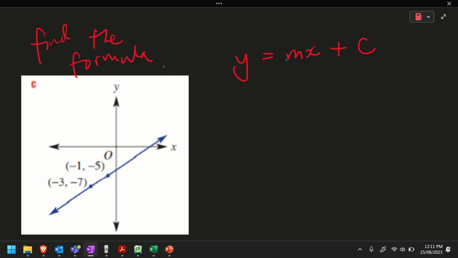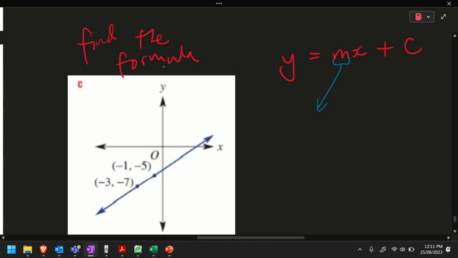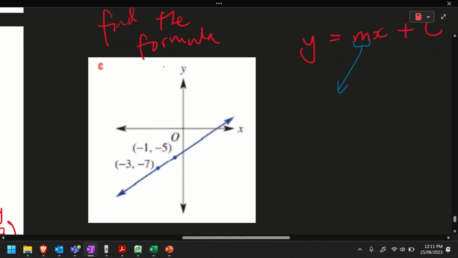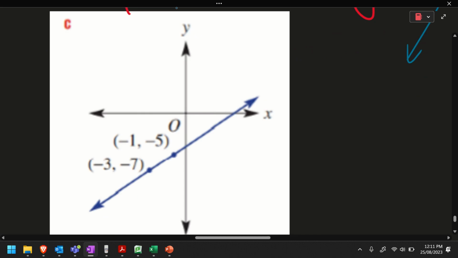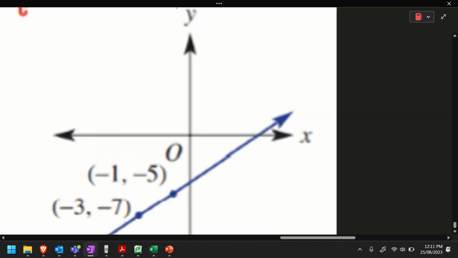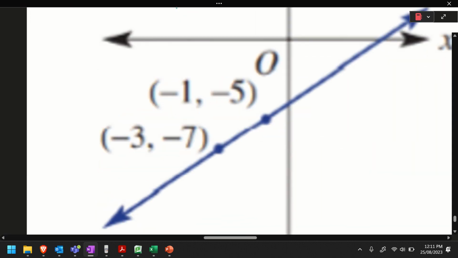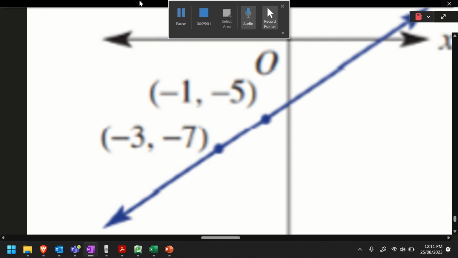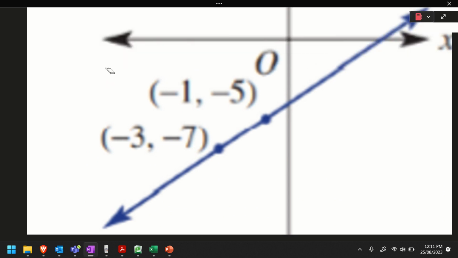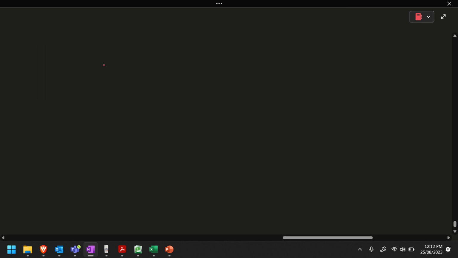So firstly, let's start with the gradient. Kira, can you tell me what's the first step for this? What are we doing with these 2 points? We should label them. What are the labels that we have for them? X1, Y1, and X2, Y2. So I might go X1, Y1, X2, Y2. Okay, let's call them that. That's the first step.